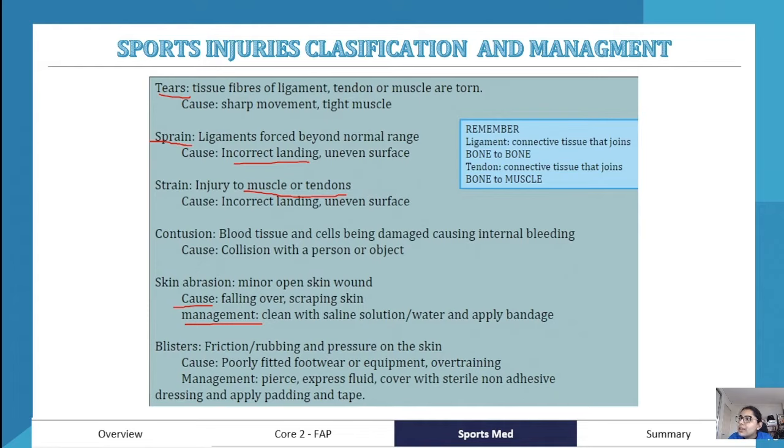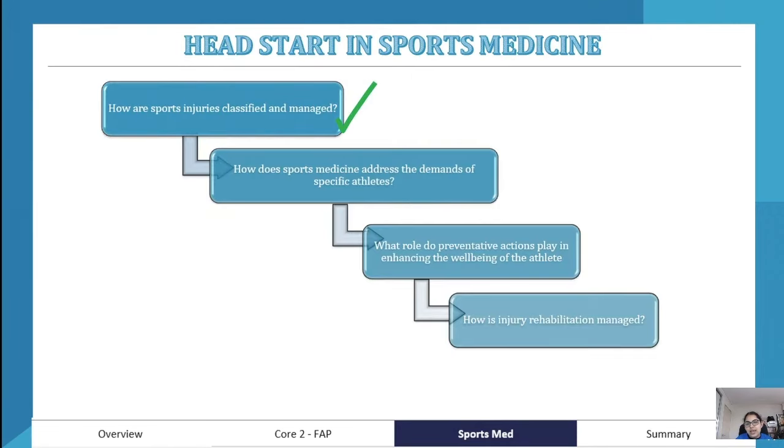With these sprains, tears, and soft tissue injuries, those would require RICER. So don't forget RICER: rest, ice, compress, elevate, and refer. So that's that. I'll quickly go through TOTAPS as well. TOTAPS refers to talk, observe, touch, active movement, passive movement, and skills test.